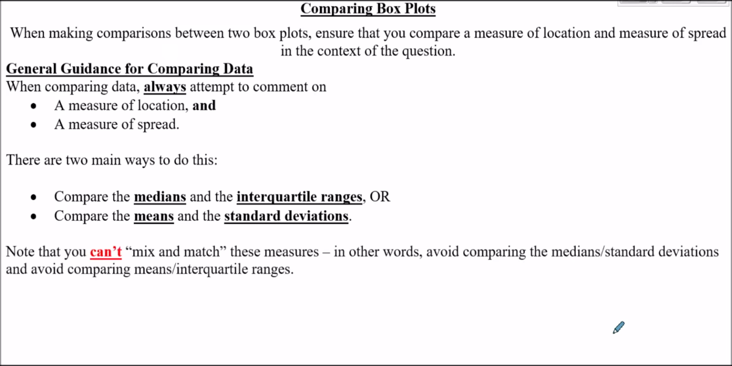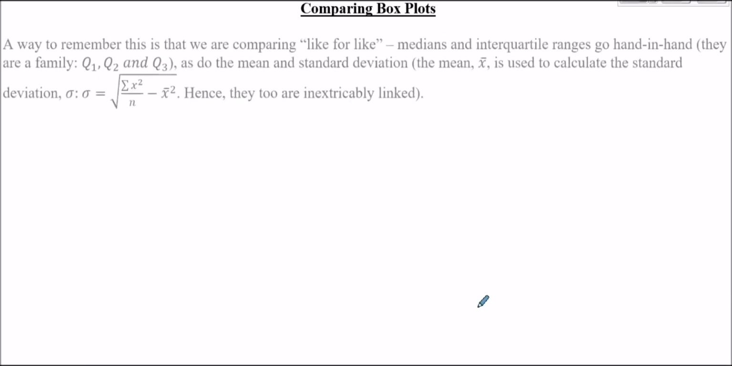Notice here that you can't mix and match these measures. So you can't, for example, compare the medians and the standard deviations, and you can't compare the means with the interquartile ranges. So it's medians and interquartile ranges, or means and standard deviations. One way I can explain this is that you need to compare like for like. So medians and interquartile ranges go hand in hand. They're a family. So the lower quartile is Q1, median's Q2, upper quartile is Q3. So they're one family of comparisons.